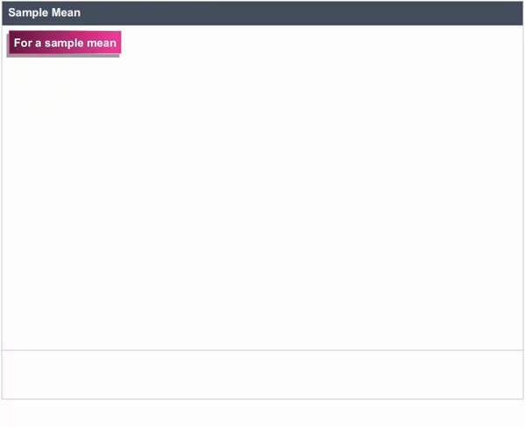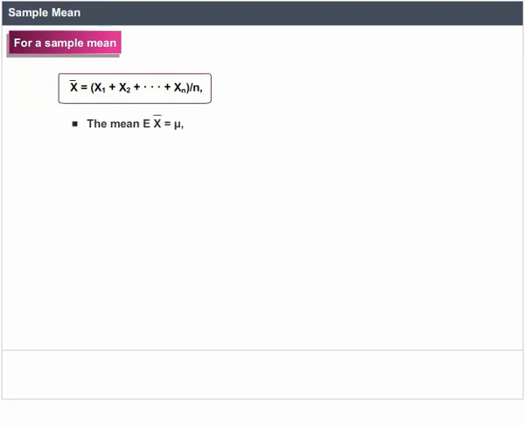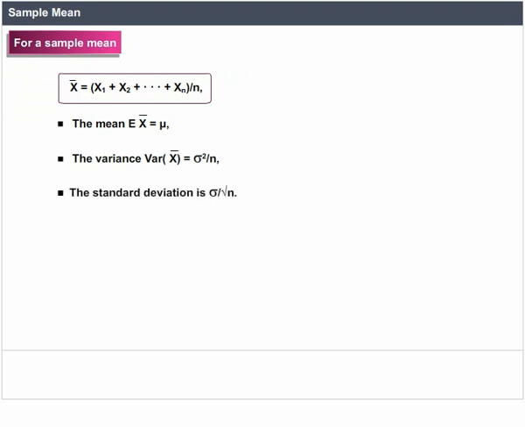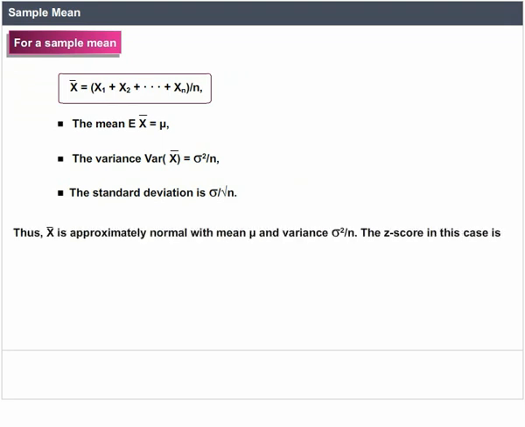For a sample mean, x bar equal to x1 plus x2 plus etc. up to xn divided by n, the mean, expectation of x bar, is equal to mu. The variance of x bar is equal to sigma square by n. The standard deviation is sigma by square root of n. Thus, x bar is approximately normal with mean mu and variance sigma square by n.